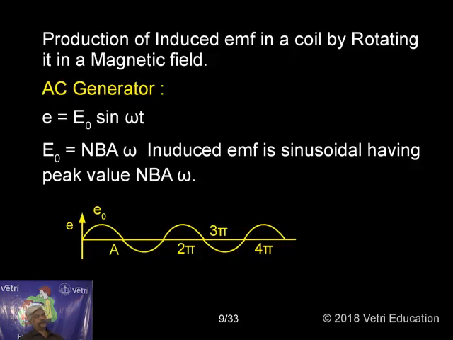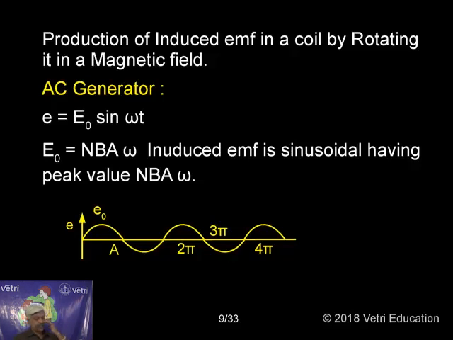So I have given the formula in the previous class. E is equal to E naught sin omega t. So what is the value of E naught? E naught is nothing but NBA omega. That means peak value. What is the meaning of peak value? Peak value means maximum value. The maximum value of EMF is NBA omega.